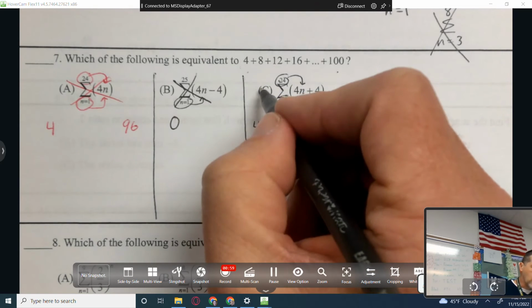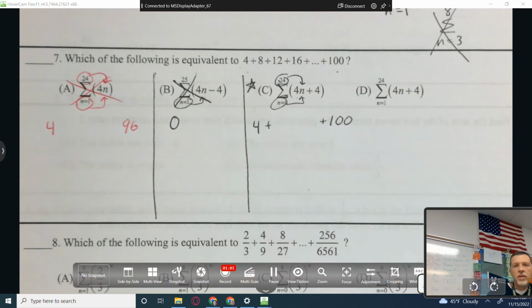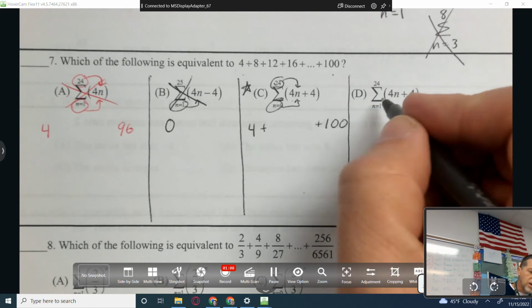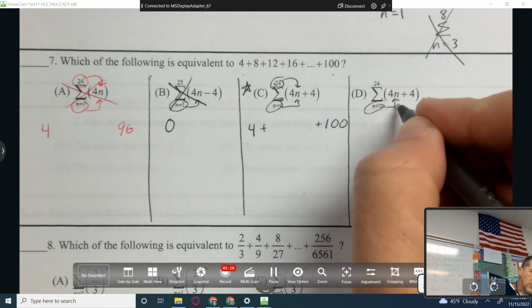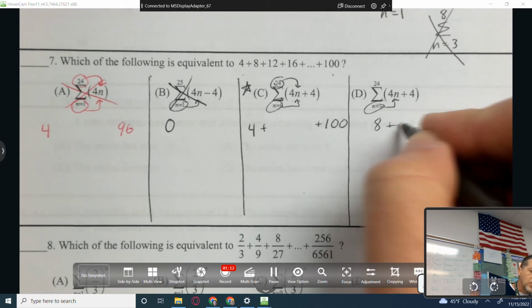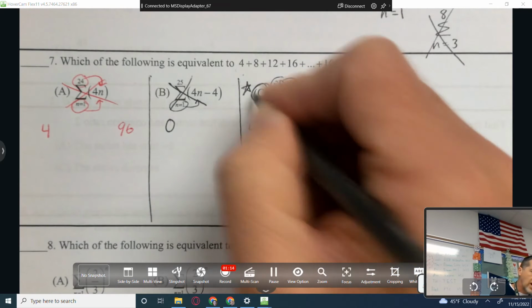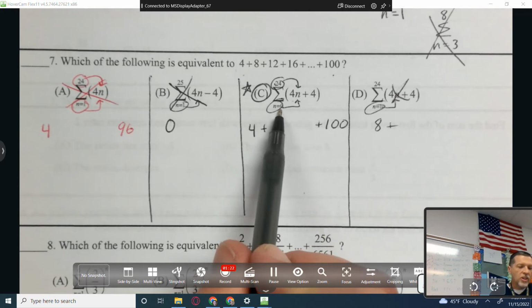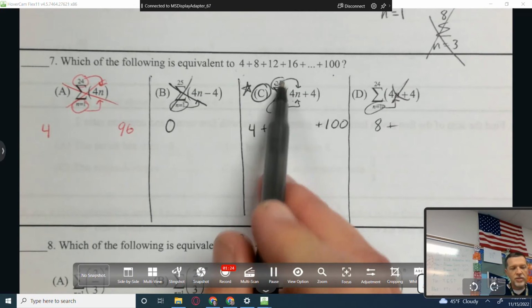Okay, so this one looks pretty good, or at least the first and last terms match. We'll come back to it if this one doesn't work. Plug in my first term, 4 plus 4 is 8, so it doesn't matter after that. So yeah, it's C. So it's a little bit of guess and check, see which one matches. That's a little bit weird that they started at 0, but it's an example of one that works when you start at 0.